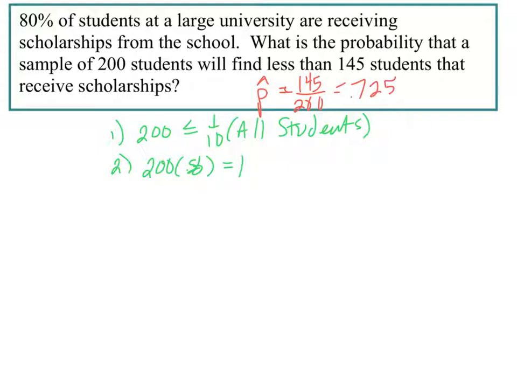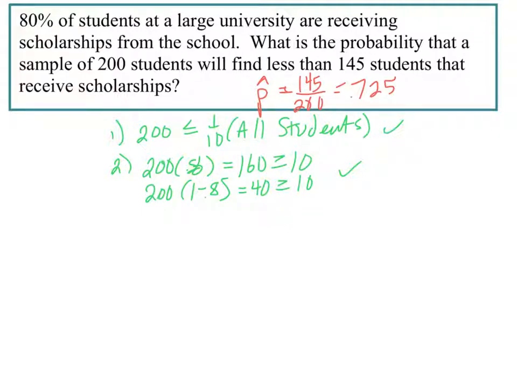Our second condition for proportions is that the sample size multiplied by the probability, the P, which in this case is 160, has to be bigger than 10, and 200 times the complement, which in our case is 40, must be bigger than 10. So we have met both conditions to proceed through this problem.